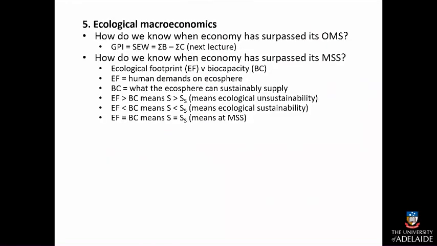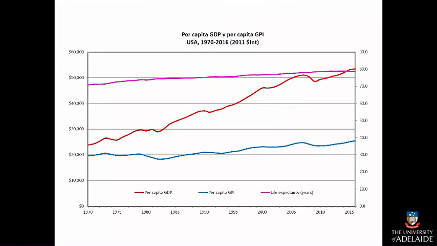Perhaps I should have jumped in there a bit earlier when I talked about how we know when the economy has surpassed its optimal macroeconomic scale. I'm just going to give you something to whet your appetite for what you will be seeing on Tuesday. I'm in the process of calculating the GPI, hopefully, for every country on Earth. This is for the USA.